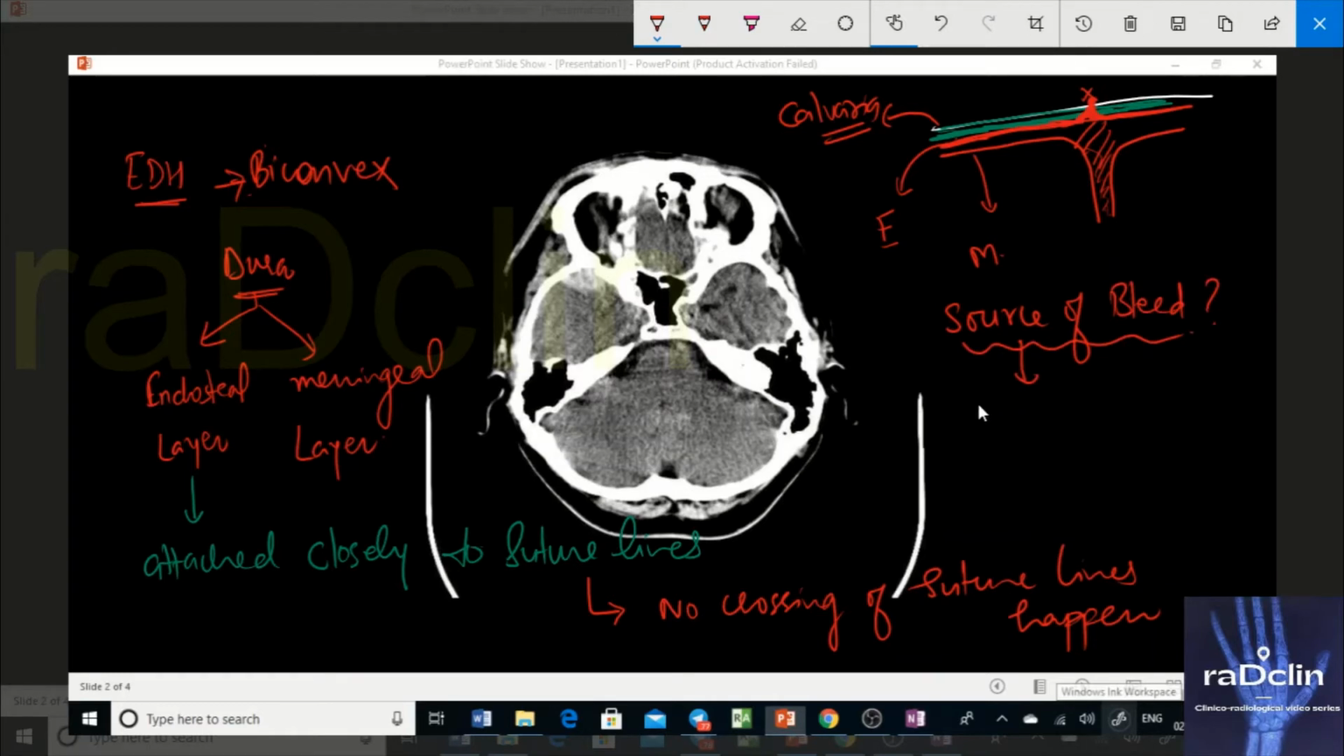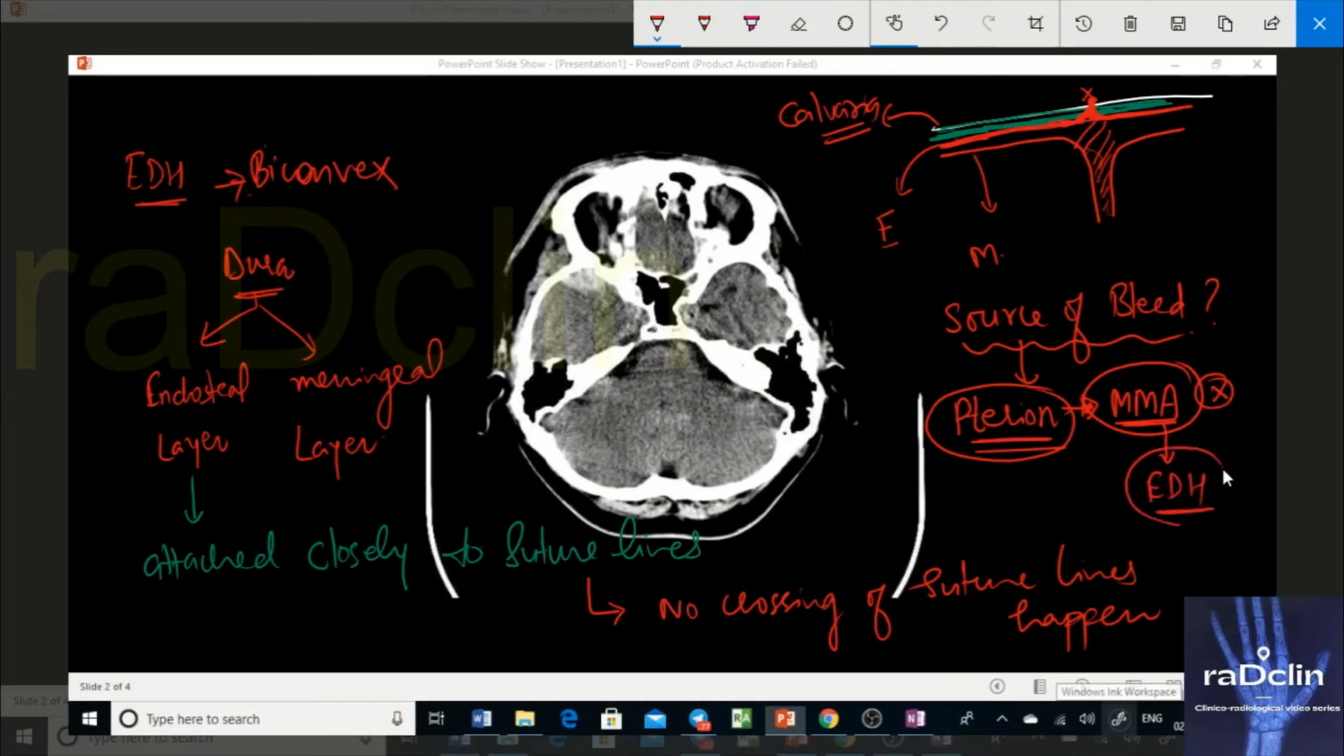typically, what site is particularly prone for EDH? It is your pterion region, which is a weak region. Okay, and why? Because multiple bones are uniting at this particular region, and that is why it is weaker. Because it's a junction. And inner to the pterion region there is the presence of an artery, that is your middle meningeal artery. Okay, middle meningeal artery, and this artery gets ruptured to cause an EDH.